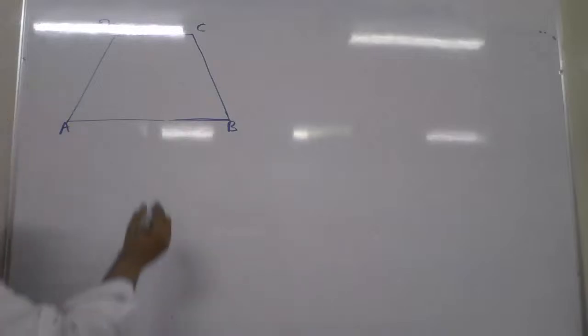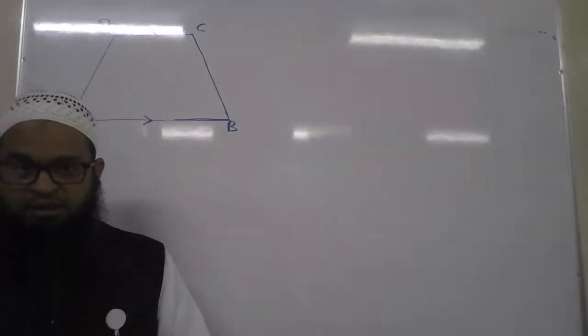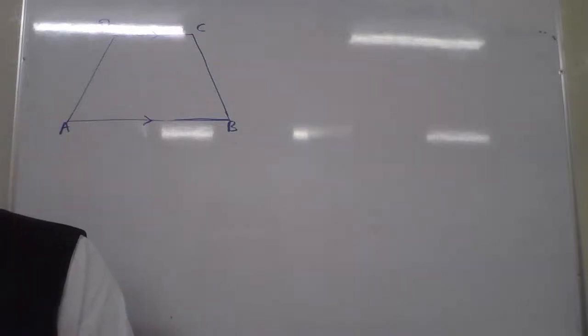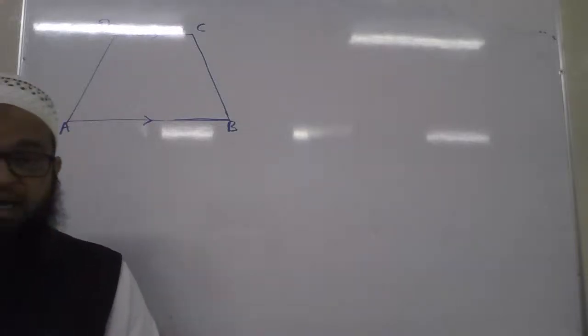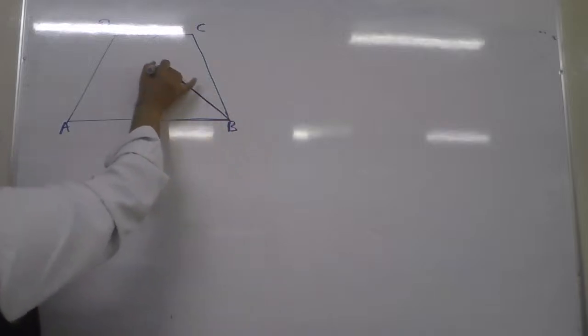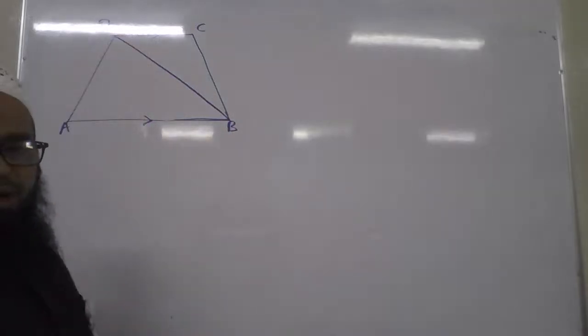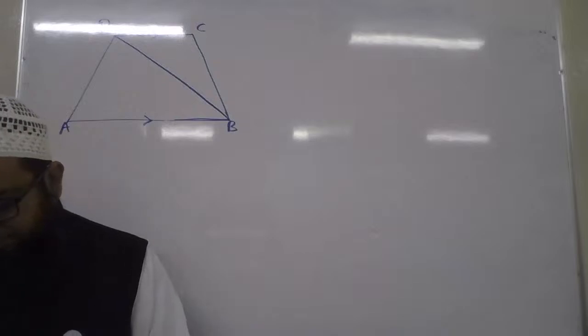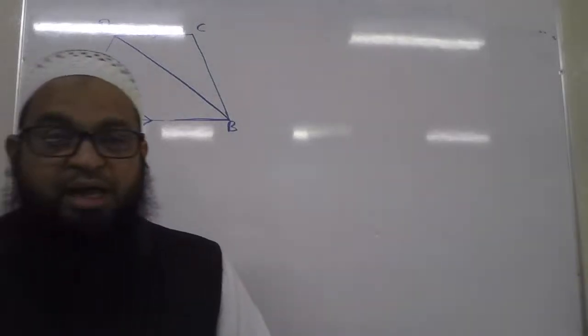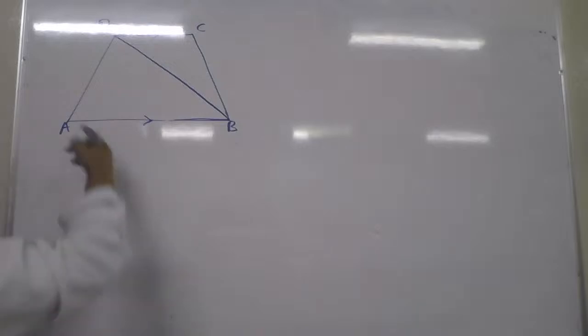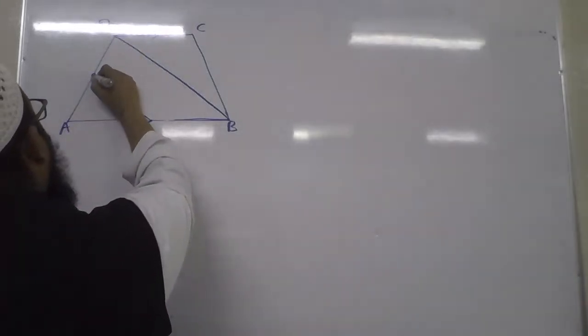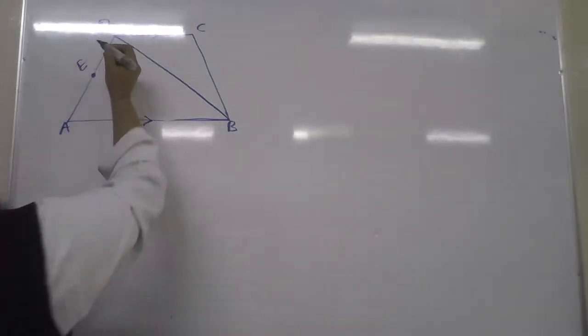And now what has he given? AB is parallel to DC. These two sides are parallel. BD is a diagonal. Where is it? BD, they are opposite vertices, so automatically BD will be a diagonal. And E is the midpoint of AD. This is AD. Somewhere here looks like the midpoint.